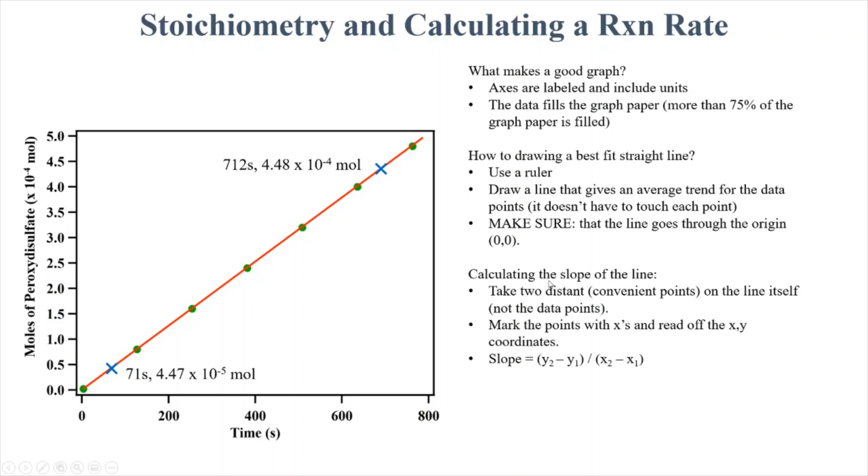Okay, so in terms of calculating the slope of the line, a lot of students tend to just go in and take 2 of the given data points and use those to calculate the slope. That's not what we want to do. What we want to do is take 2 data points that are far apart on the best fit straight line, that are not actual measured data points, and use those to come up with our slope. So these are not data points. These are not the little green dots that were actual data points from the trend.